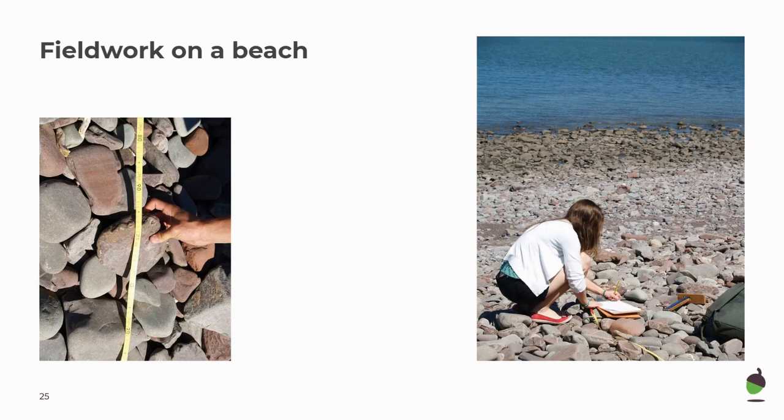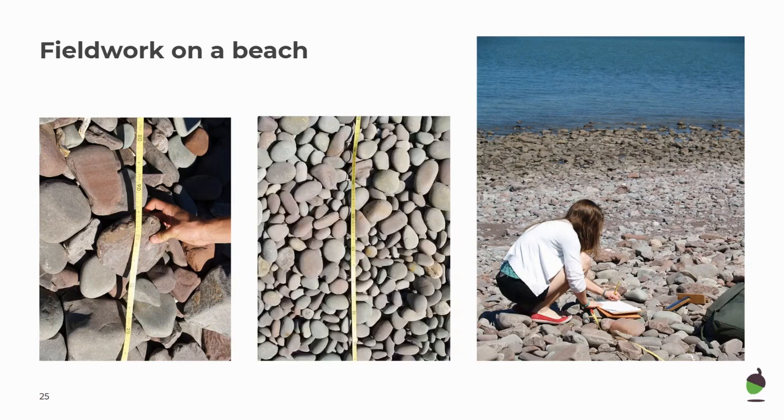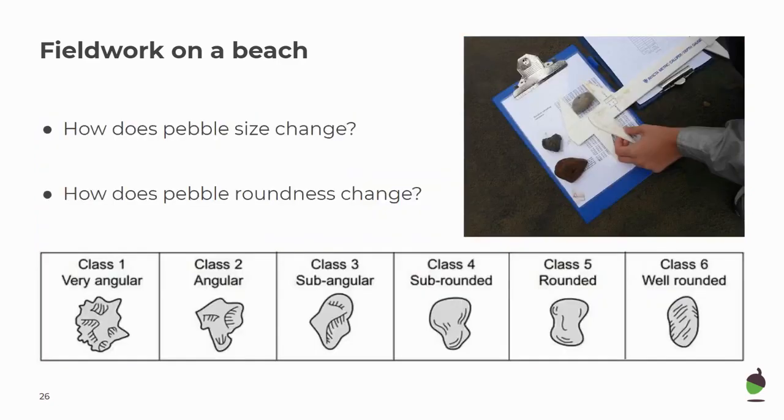So in some areas of the beach, like the foreground of the photo, we can see very large rocks. However, as you get closer to the sea, those rocks become more rounded and smaller in size. So the main type of fieldwork we can do on a beach is we can think about how pebble size changes. And in that photo, you can see some calipers. Those calipers are used to accurately measure the size of the pebble. And we always measure the longest axis, so where the pebble is longest.